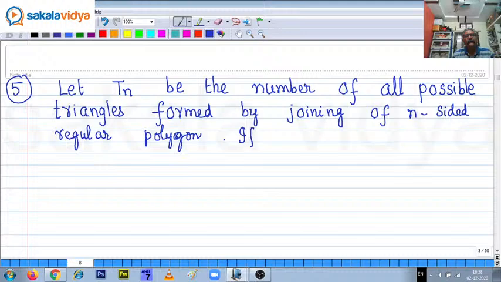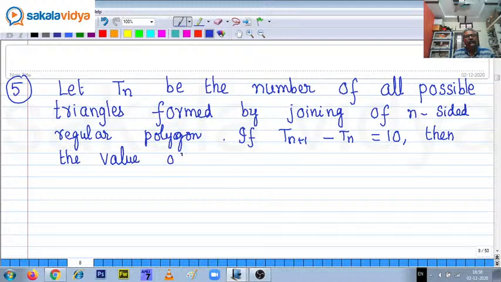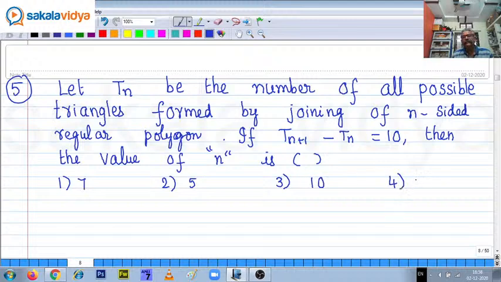If Tn plus 1 minus Tn equals 10, then the value of n is: first option 7, second option 5, third option 10, fourth option 8.